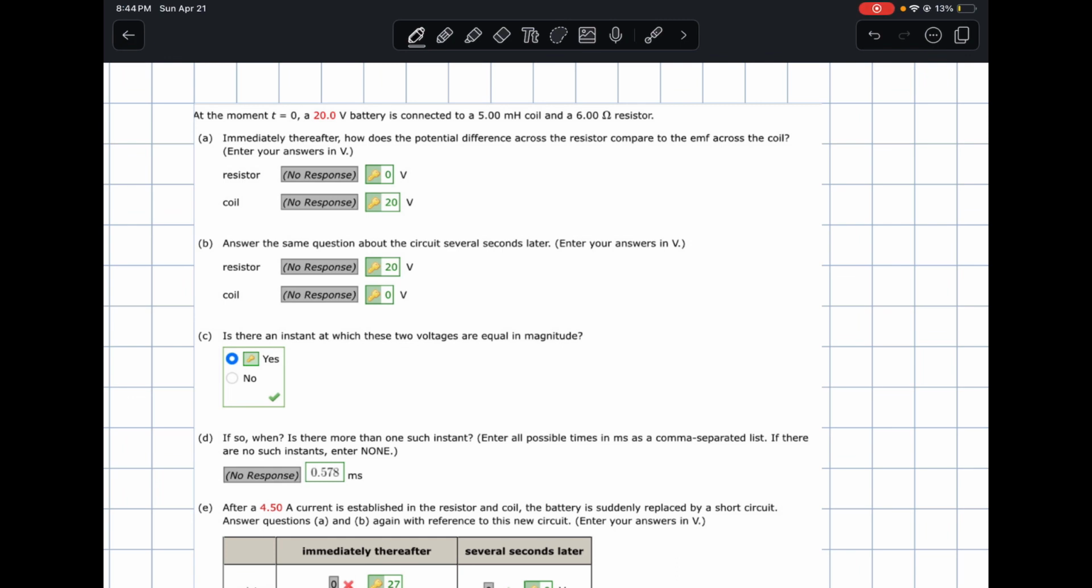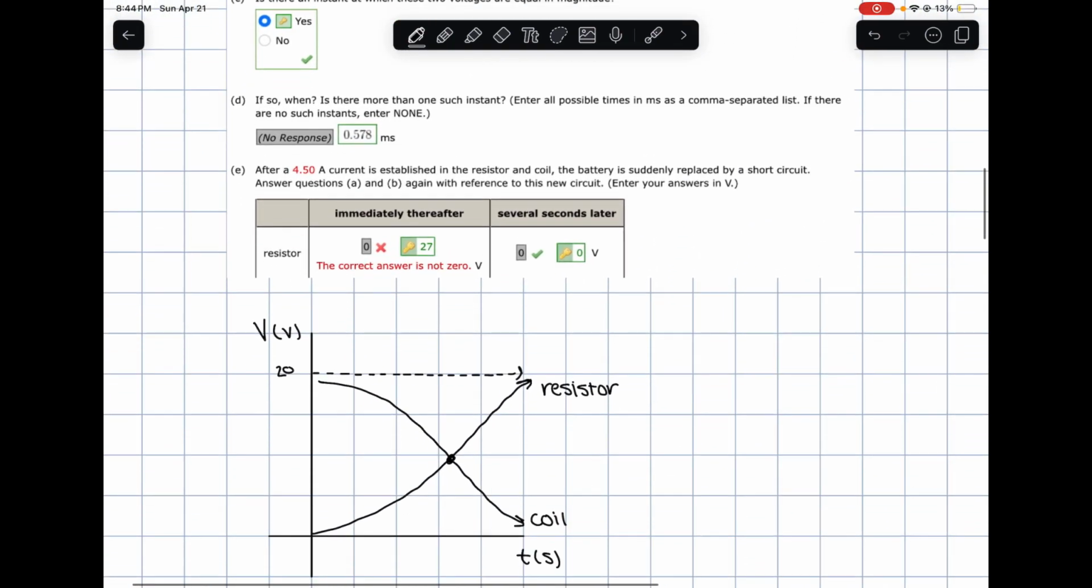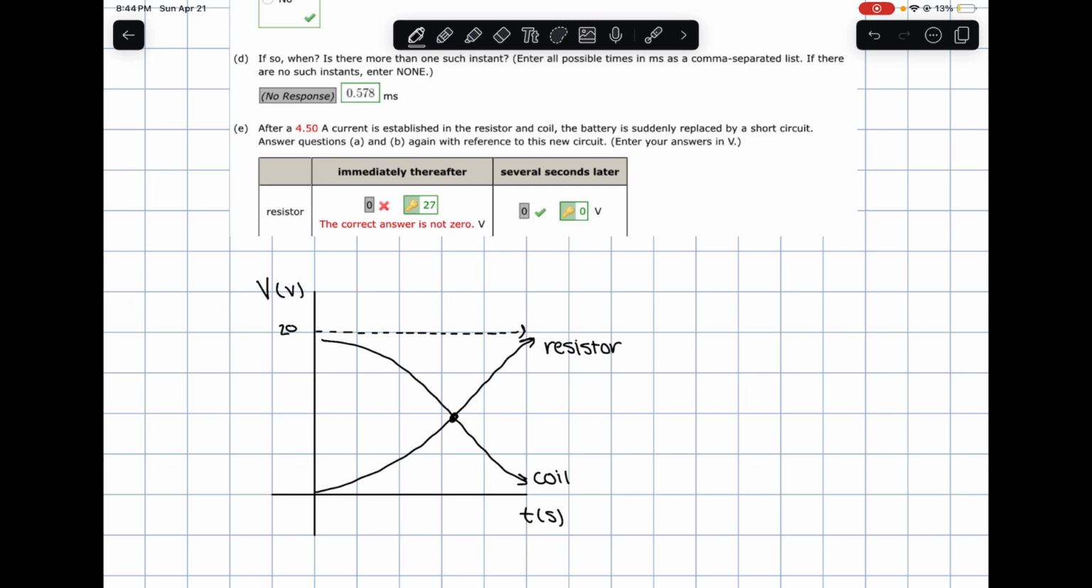Now, this may seem like it has a lot of math involved, but I promise you it doesn't. There's actually a really simple way we can find out the answers to all four of these questions, and that is through a graph. So let's start by drawing a voltage versus time graph. To start, in an RL circuit, we know that the voltage will be approaching an asymptote, which would be the max voltage of 20 volts.